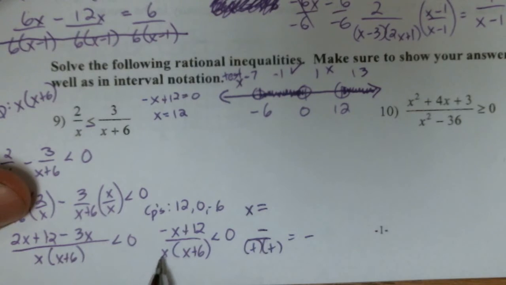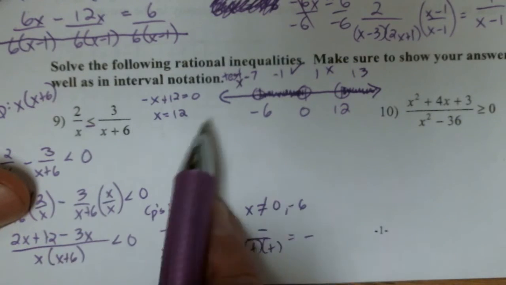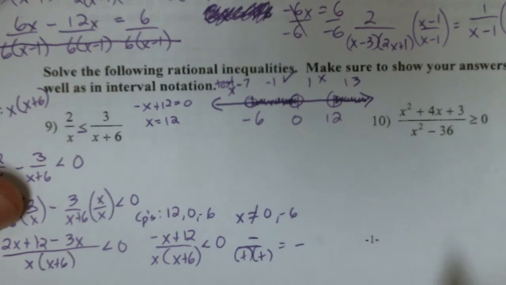The CPs are on the bottom, so x cannot be equal to 0, and it cannot be equal to -6. In this case it doesn't matter because I don't have an equal bar, so everything's open. It will matter on the next problem.